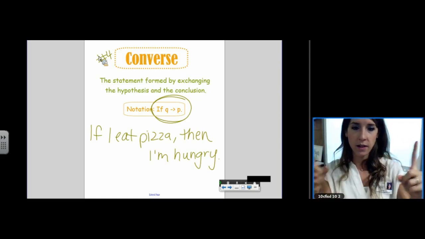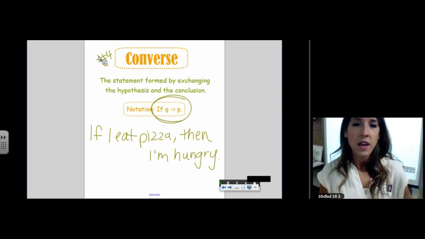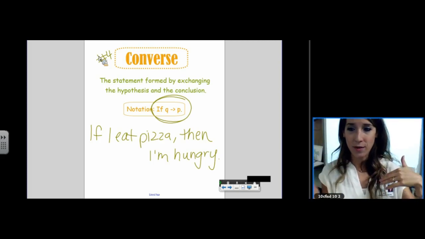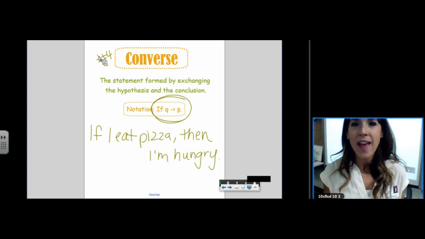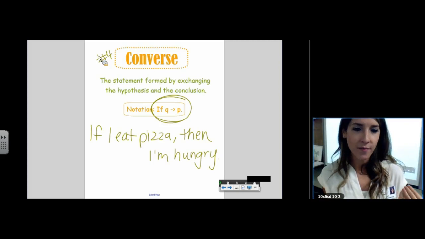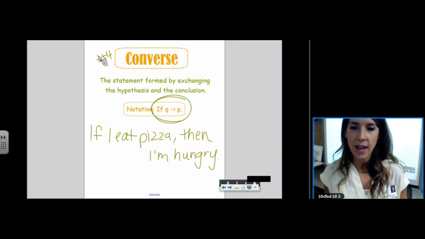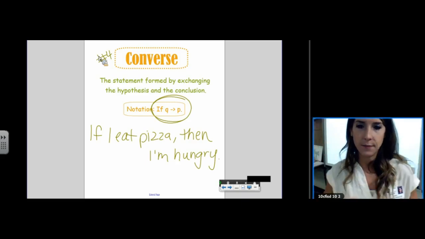Converse, reverse. Converse, reverse. If you wait for the cable guy, then you'll get bored. If you get bored, then you are waiting on a cable guy. You can change the tense of the words, past tense, present tense, but switch the two pieces.